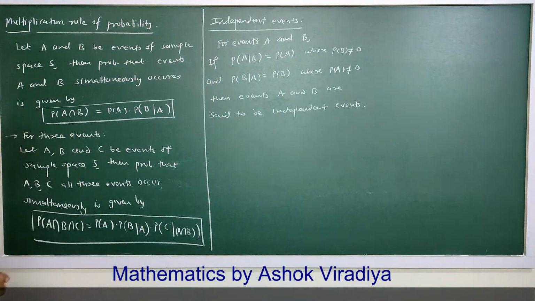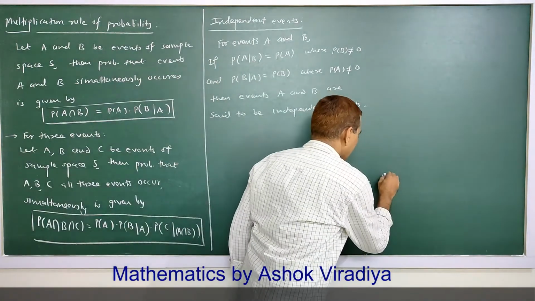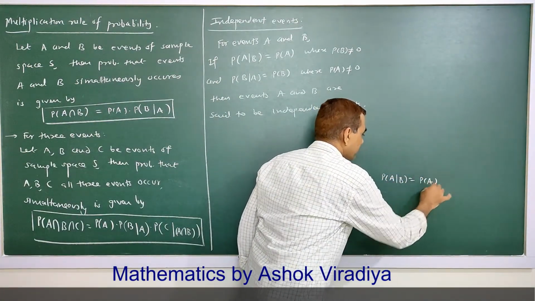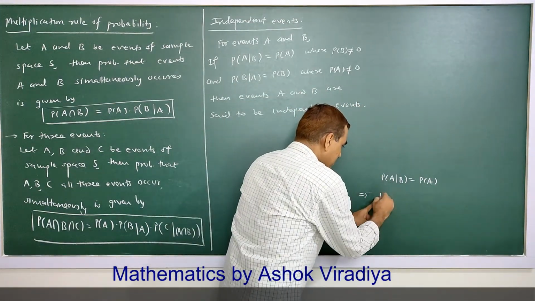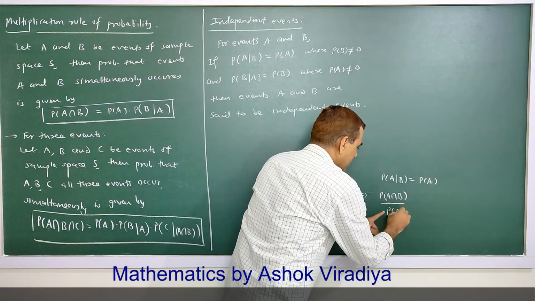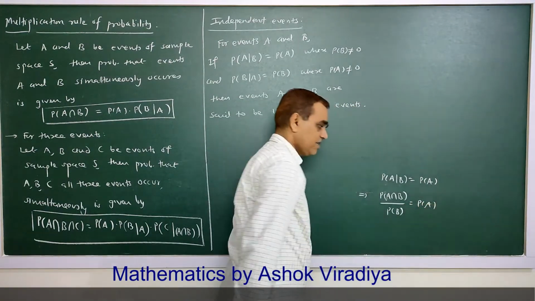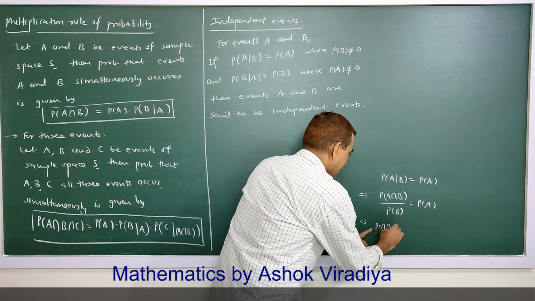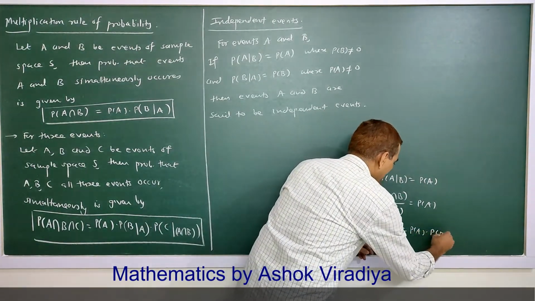Now see, here probability of A by B is equal to probability of A. Now probability of A by B, that is probability of A intersection B upon P of B, that is equal to P of A. So what is happening here? Probability of A intersection B is probability of A into probability of B.